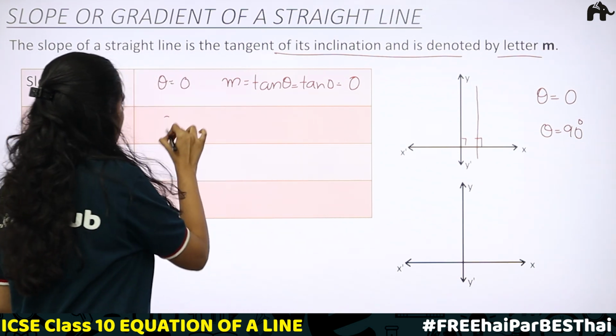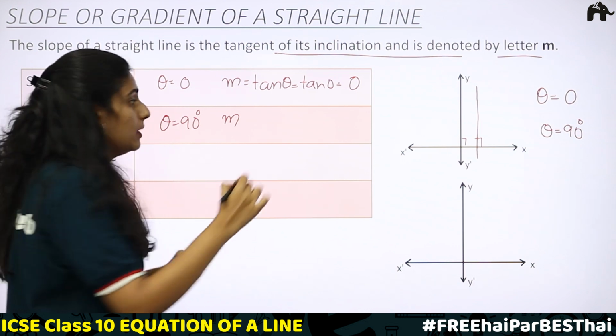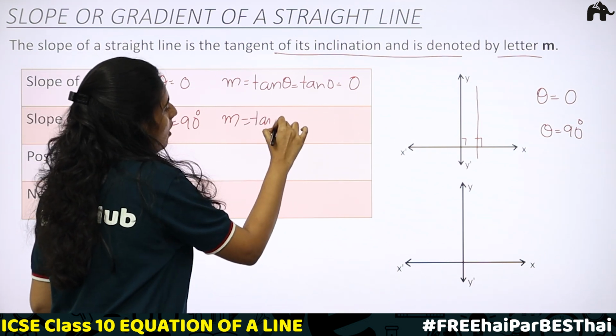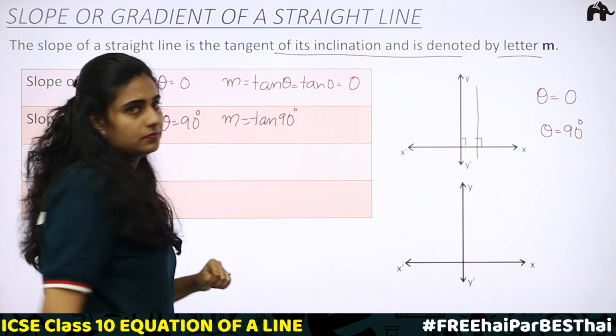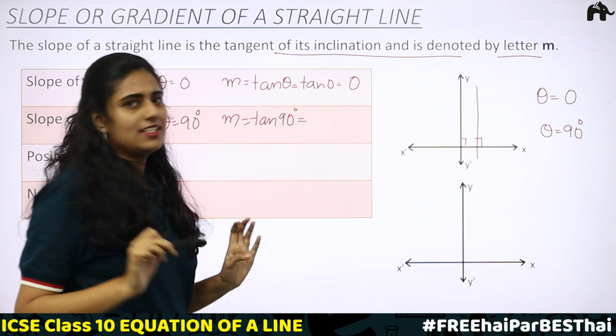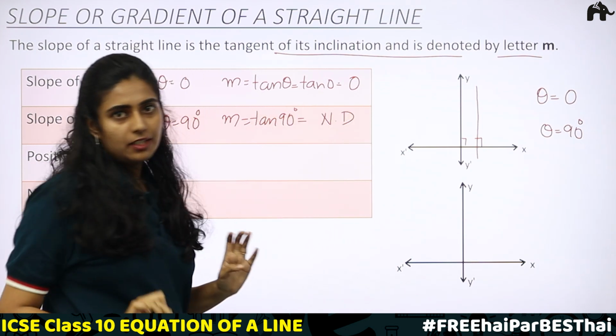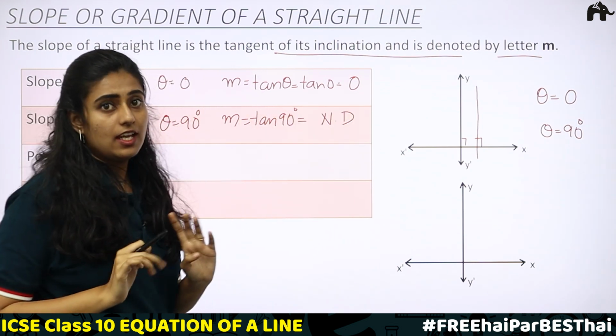In that case, if theta is equal to 90 degrees, what is slope m? m will be equal to tan of 90 degrees. Tan theta, tan of 90 degrees. What is the value of tan 90 degrees? Tan 90 degrees is not defined. Okay. Tan 90 degrees is not defined.